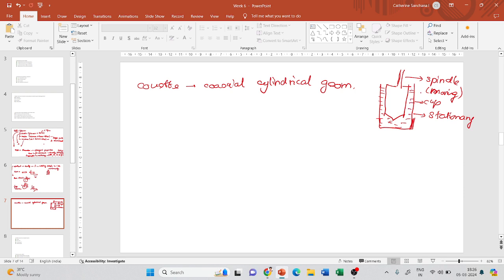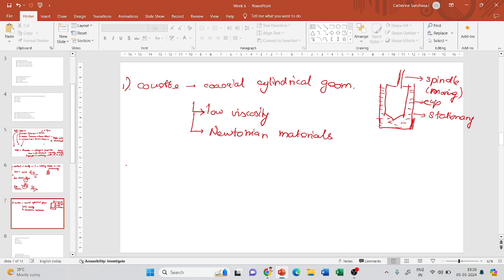Now when will you use this kind of geometry? This kind of geometry you will use for low viscosity materials or Newtonian materials. In such cases you will use this geometry. So this is the first geometry, which is most popularly used.